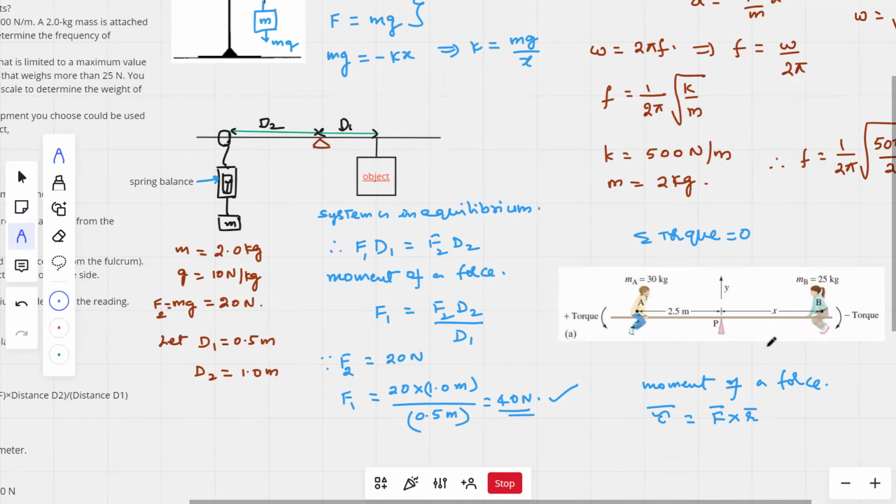This is the condition for the equilibrium. This is called a static equilibrium. This is the condition for the static equilibrium. So the same thing we will use here.